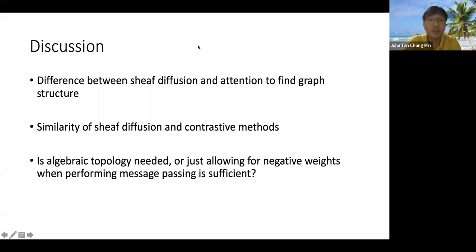I hope I didn't exceed too much on my explanation, but I thought it's quite interesting. So we can discuss what you think is the difference between Sheaf diffusion and attention, Sheaf diffusion and contrastive methods, and whether we really need algebraic topology. All right, I leave it to y'all to add your points if you have any.